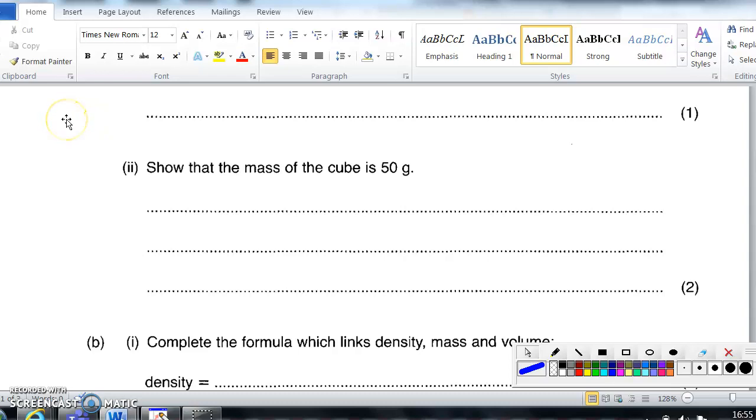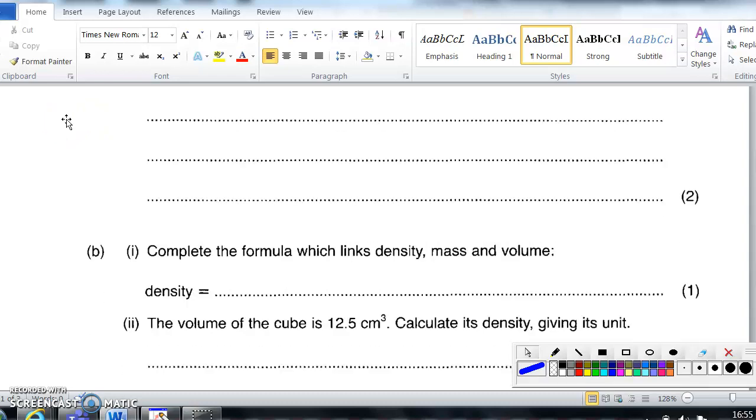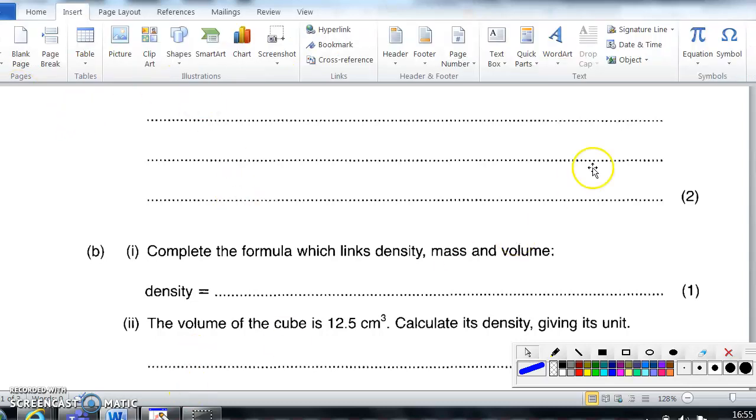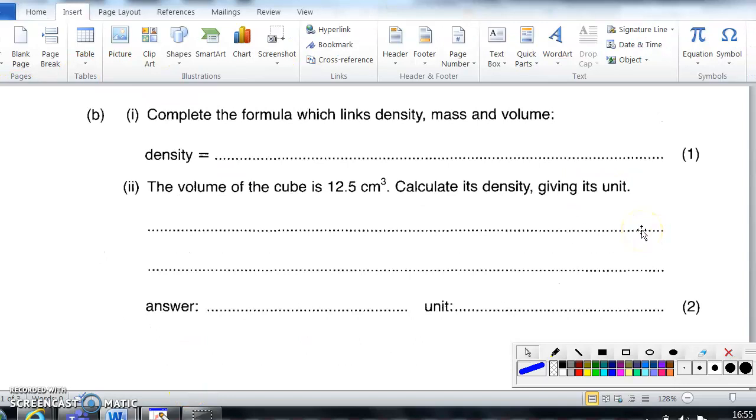Okay. Next one. Really simple one. It actually tells you what it wants you to calculate, density. So density is equal to mass divided by volume. And then we're going to put that information into the next question to score 2 marks. So density equals the mass, which is 50, divided by 12.5, which we have just been given. So we end up with 50 divided by 12.5, which gives us 4.